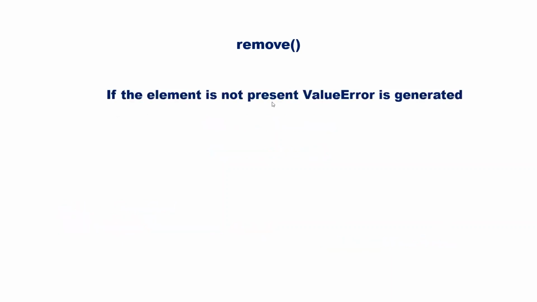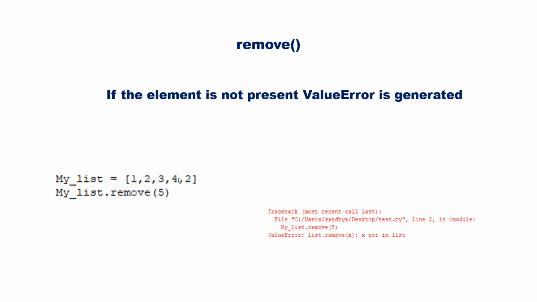If the element is not present, a ValueError is generated. For example, my_list.remove(5). There is no element with value 5 in my list. Hence, you will get an error here.